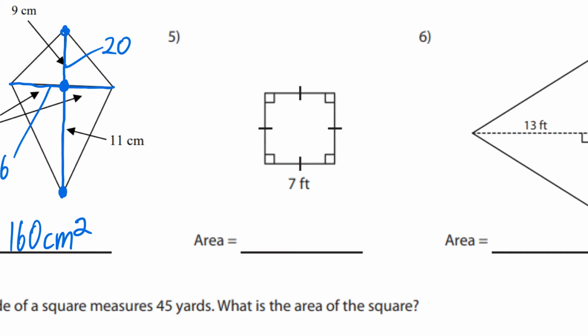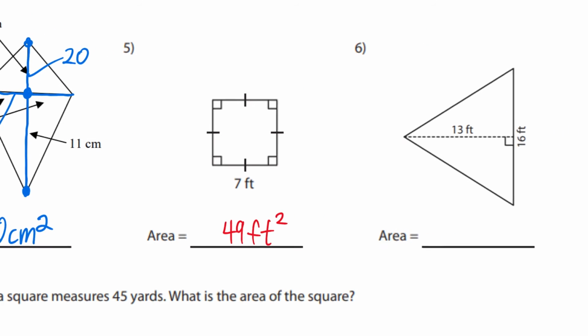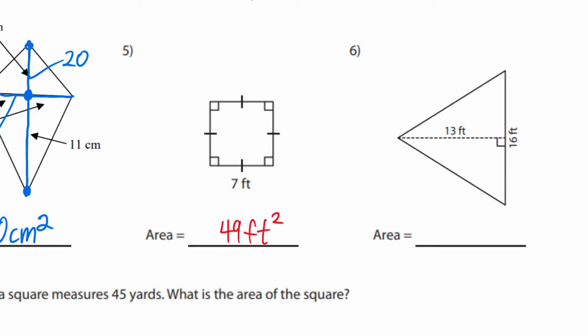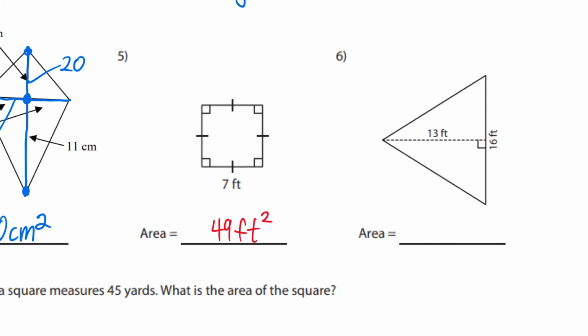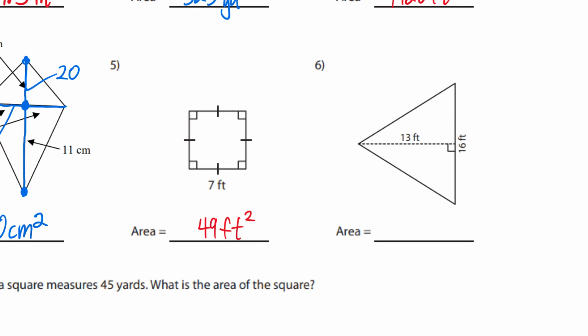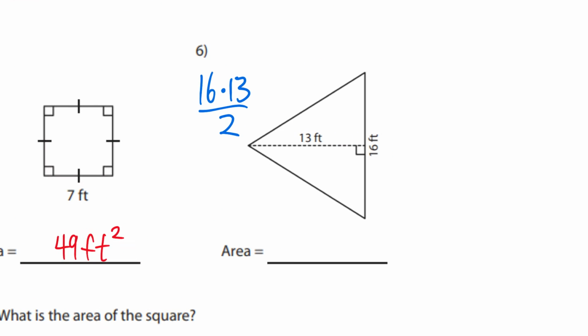All right, next one. This is a square, 7 by 7. What's the area? 49. Okay, it's 49 square feet. All right. And obviously this is just 16 times 13 divided by 2, base times height divided by 2. What does that give you?